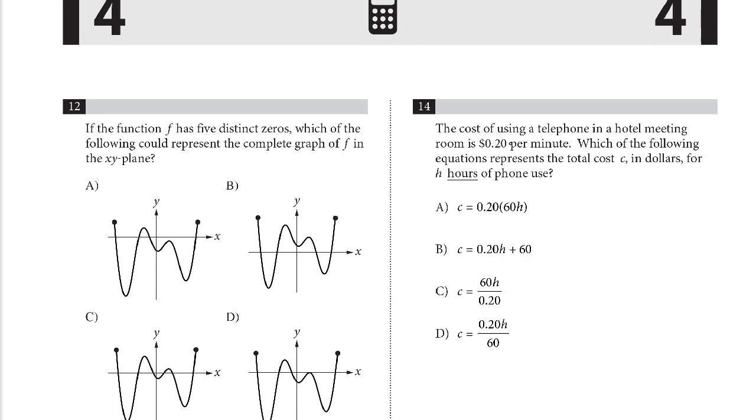Okay, number 14. The cost of using a telephone in a hotel meeting room is 20 cents or $0.2 per minute. Which of the following equations represents the total cost in dollars for H hours, not minutes, but hours of phone use? So I'm multiplying by 60, dividing by 60, dividing by 0.2. The real question here is doing a vertical scan. Don't make a mistake of multiplying when you should be dividing or vice versa.